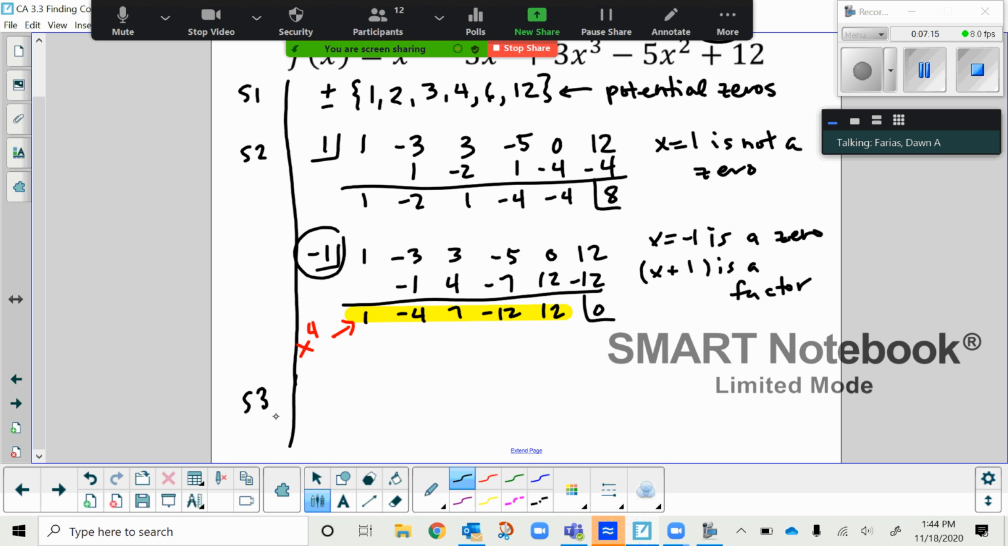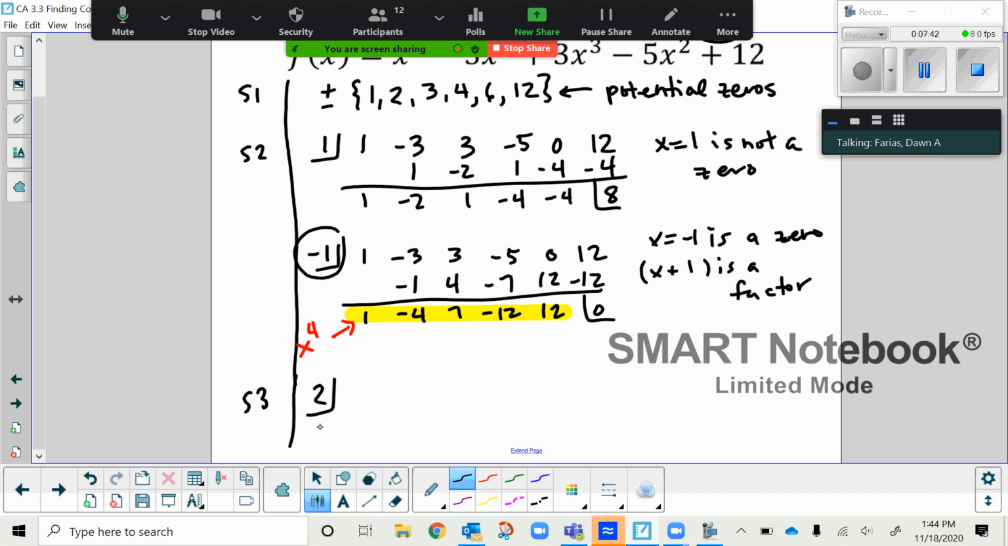But for this moment in time, I'm going to tell you that 2 works. So we're going to do a round of synthetic division with 2, but you do not use the coefficients from the original problem. You're going to use the highlighted ones because we're right here now in the middle of the problem at 1, -4, 7, -12, and 12.